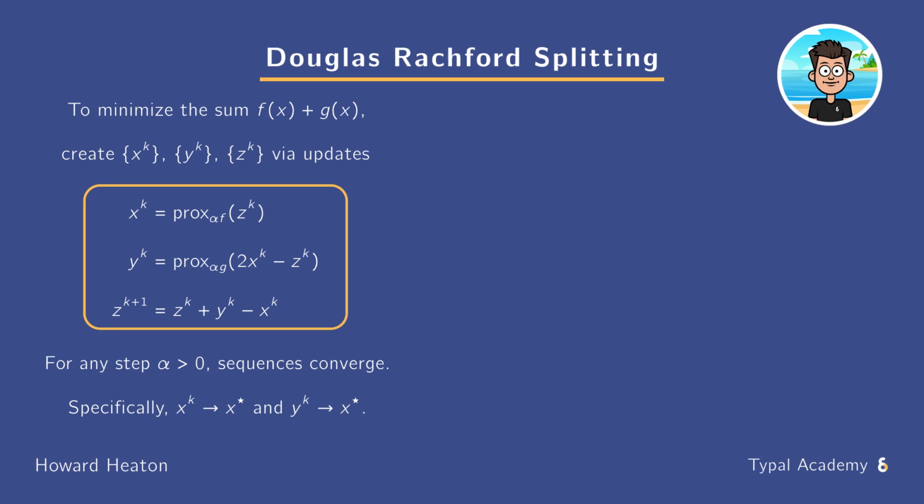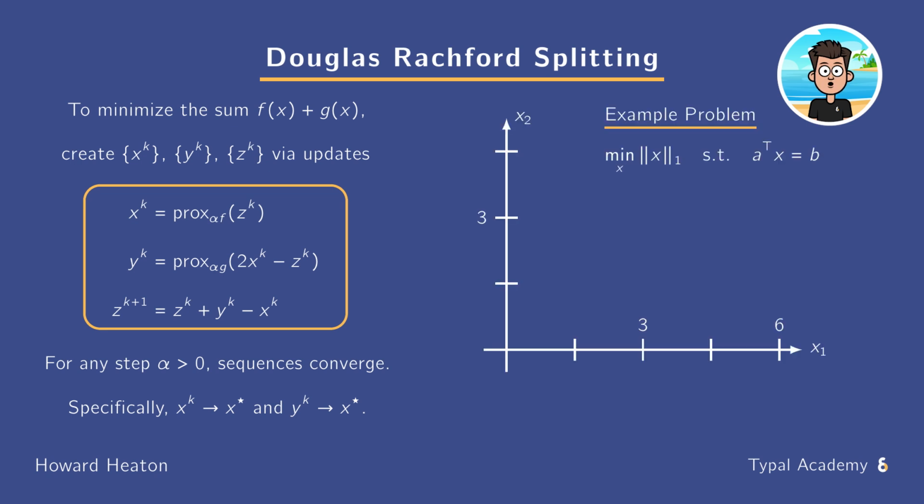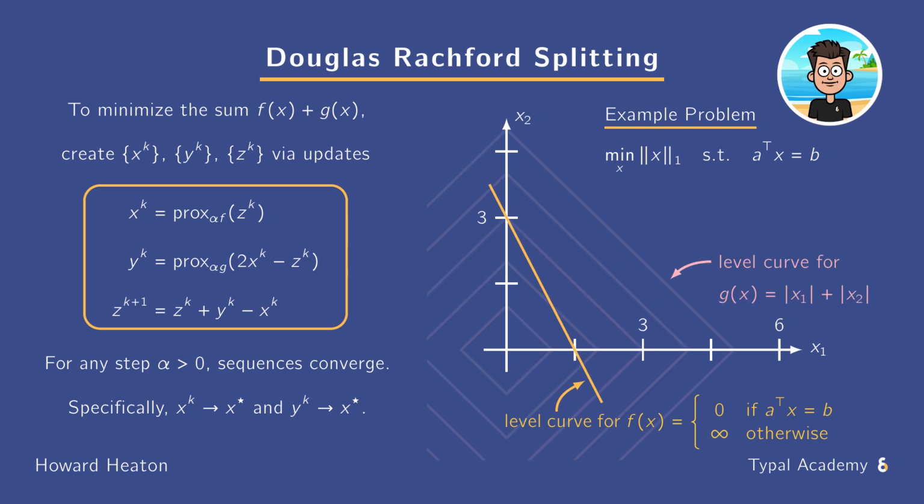Now that we know how to compute updates and that they converge to a solution, let's turn our attention to a toy problem. Suppose I am working in the Euclidean plane and want to minimize the L1 norm subject to a linear constraint. I can rewrite this as the sum of f(x) plus g(x), where f(x) is 0 if the constraint is satisfied and infinity elsewhere. We call this an indicator function. Then I can let g be the L1 norm, which in this case is precisely the sum of the absolute value of x1 and the absolute value of x2.